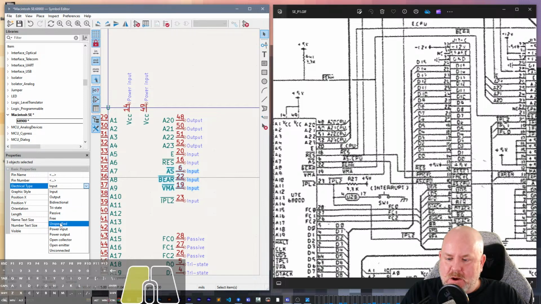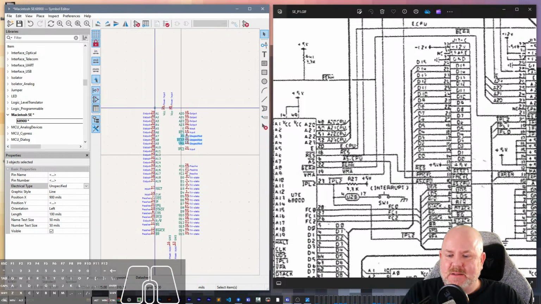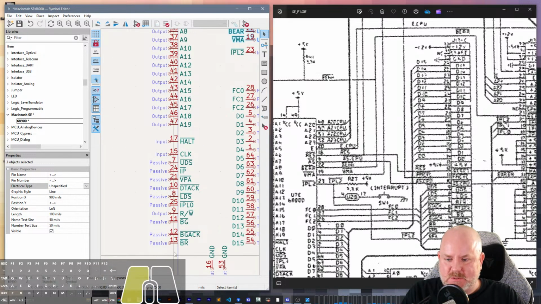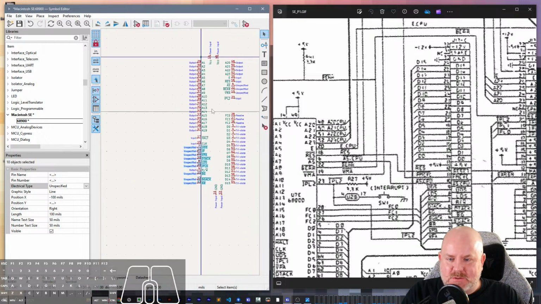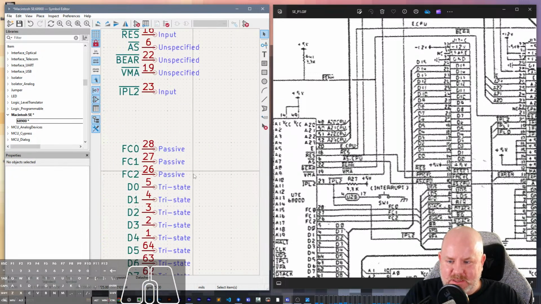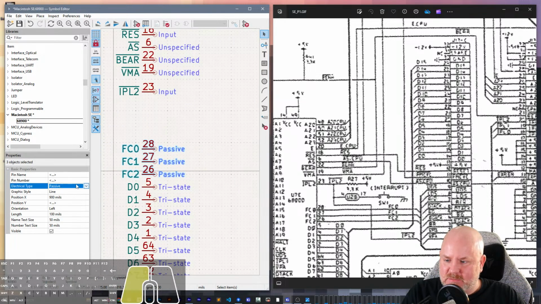Oh, I should have made them all unspecified. That's what I should have been doing. I didn't realize that was an option. Passive is kind of a cheat. If you don't know what else to do, make it passive. But I would rather try to specify them and then figure that out later, and leave passive for the ones that we really don't know what to do with.